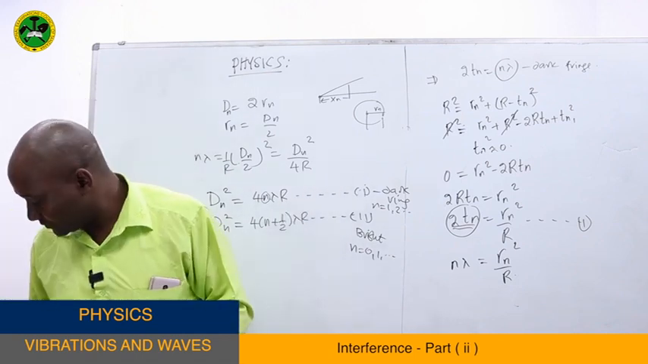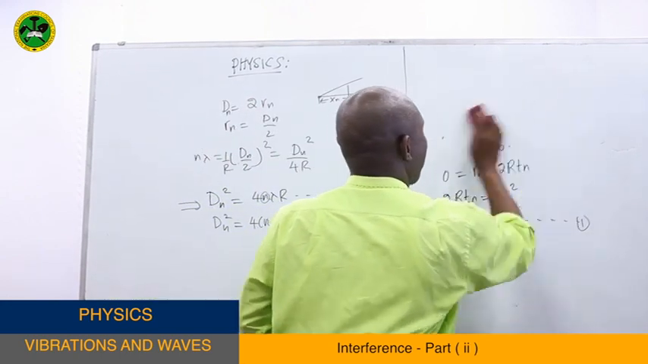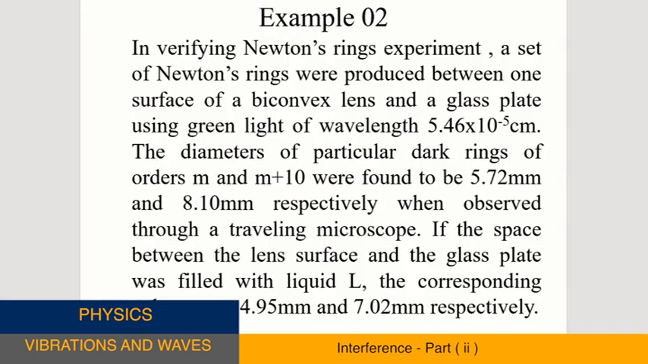Example number 2. The question says, in verifying Newton's ring experiment, a set of Newton's rings were produced between one surface of a biconvex lens and a glass plate using a green light of wavelength 5.46 times 10 to the negative 5 centimeter. The diameter of particular dark rings of order m. We don't have the order, but this is a dark ring. If it's dark, the first dark is found when n equals 1. But here, we are not told what that m stands for. It can be the second order and so on.